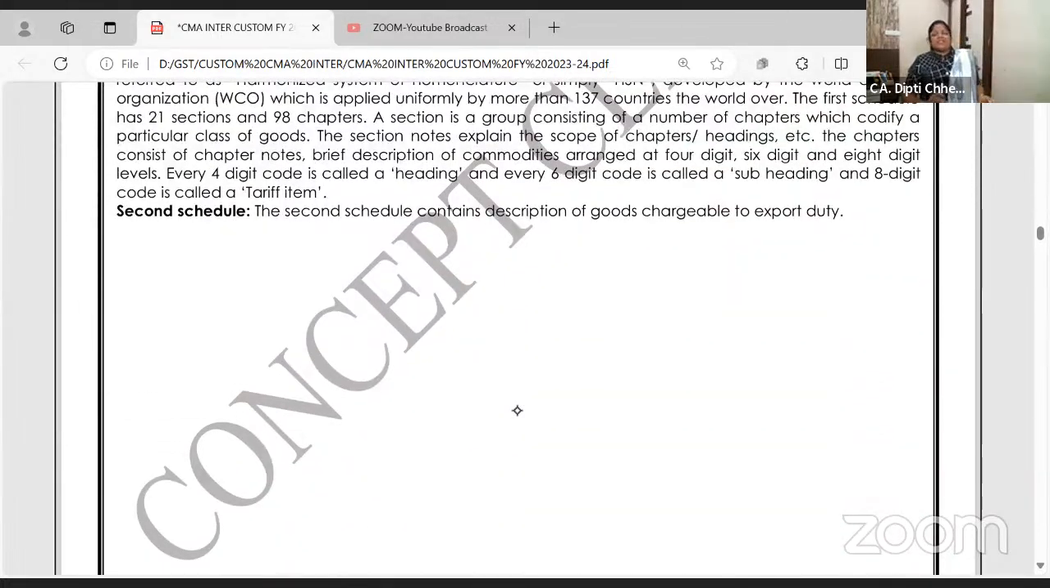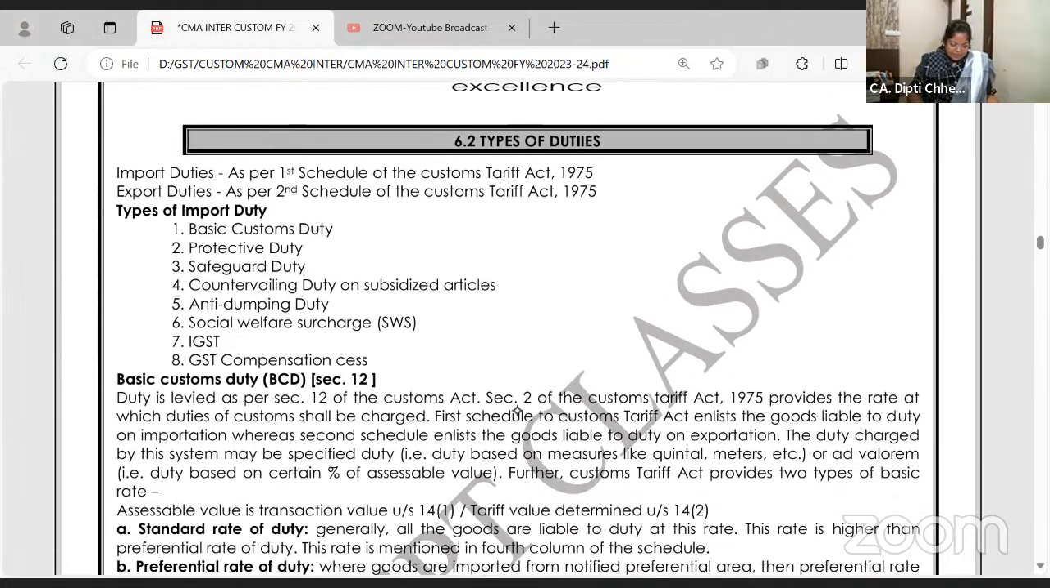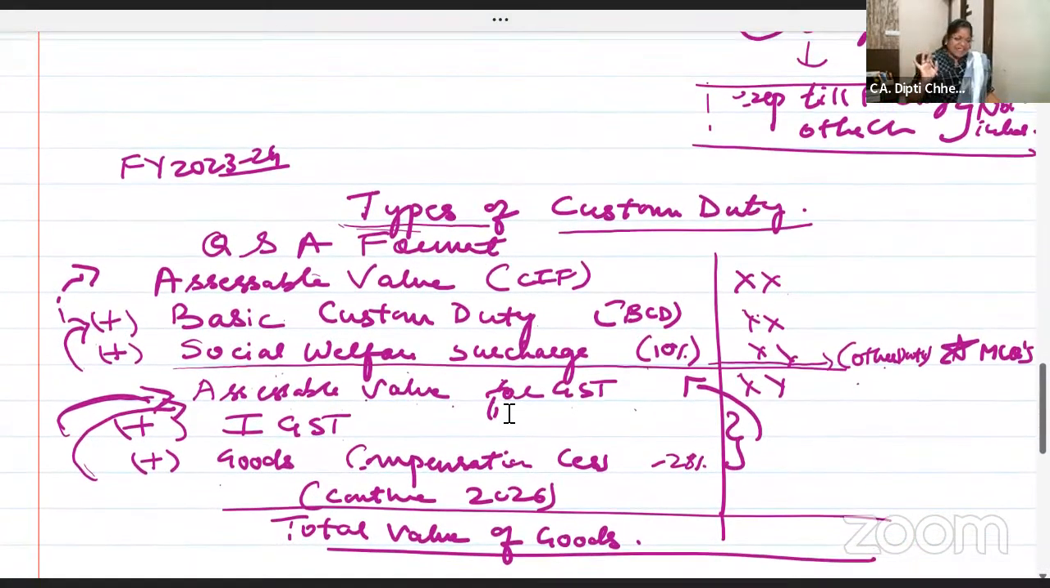First schedule of the Customs Tariff Act is giving the rates and all for import duty, and the second schedule is giving the rate and all for the export duty. Done. Okay, everyone has the material. Types of duty. Before I go into this, let us go to the notebook and revise our Beej mantra, I call it prayer. For customs, you have to remember this.